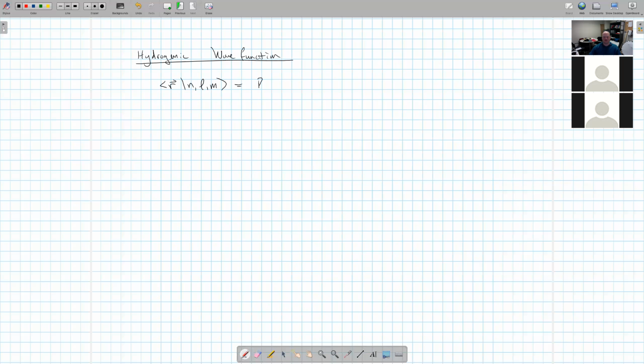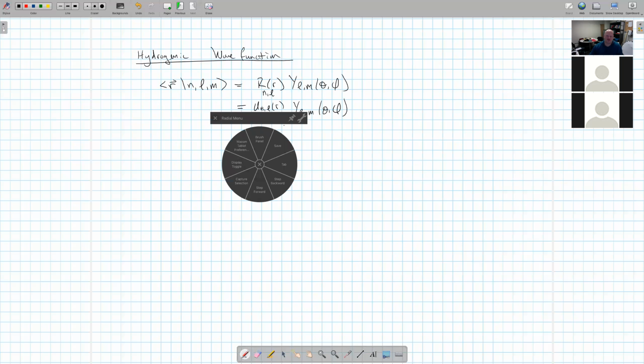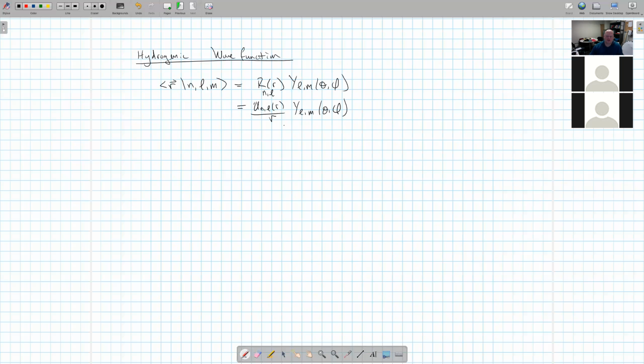We wrote down before that this was equal to R, which depended on r, and then the Y_lm's, theta and phi. In general, R is also going to depend on n and l. We've already seen it depend on n, but n depends on l anyway, so we're just going to write it this way. Or we can write this in terms of u: u_nl of r divided by r times our Y_lm's. So this is our total wave function. It's the radial portion, which we just solved for, times the spherical harmonics.